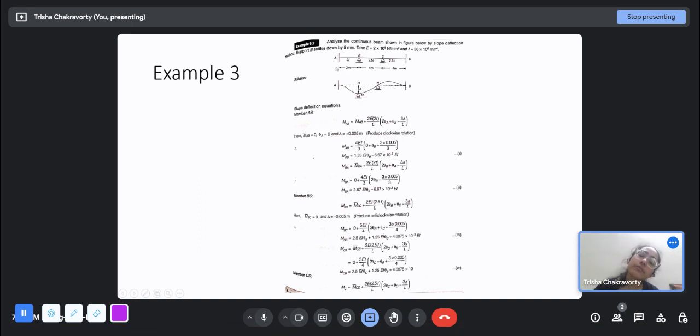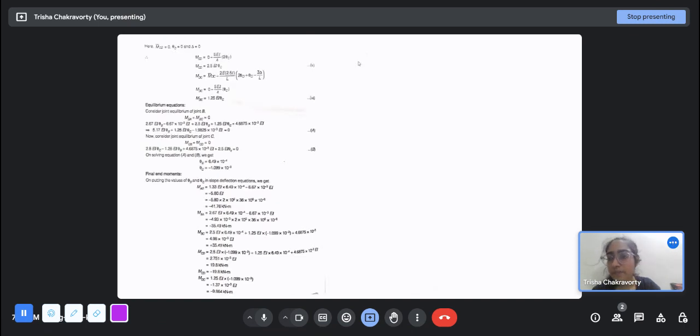And now what are the free degrees of freedom? At A, delta and theta are both restrained. At B, we have theta B free but delta B is restrained. At C, delta C is restrained but theta C is open to rotation. And at D again both are restrained. So theta B and theta C are my unknowns. So for the equation of equilibrium, we consider the joint equilibrium of joint B, MBA plus MBC is 0. So 2.67 EI theta B minus 6.67 into 10 to the power minus 3 EI plus 2.5 EI theta B plus 1.25 EI theta C plus 4.6875 into 10 to the power minus 3 EI.